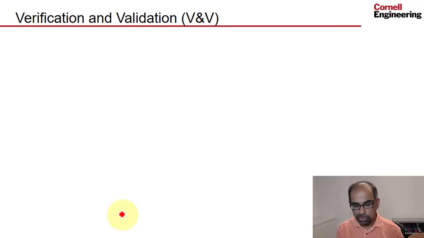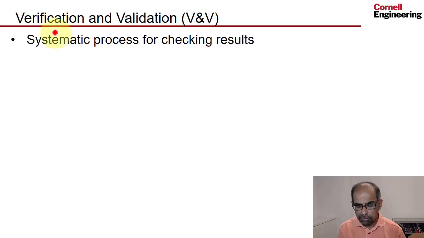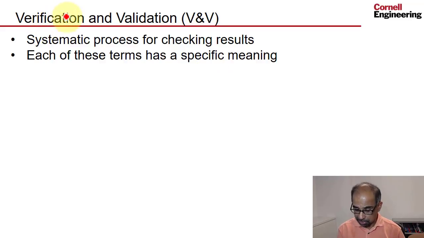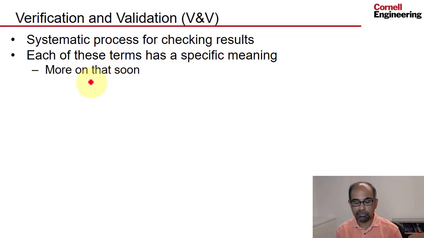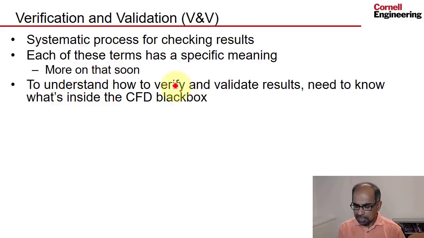I'll show you how to do that by undertaking a process called verification and validation, and engineers often refer to it as V&V. And you can think of verification and validation as a systematic process for checking results. Each of these terms, verification and validation, has a specific meaning, and I'll talk more about that soon. But to really understand how to verify and validate results and what is the difference between verification and validation, you really need to know what's inside the CFD black box, right?